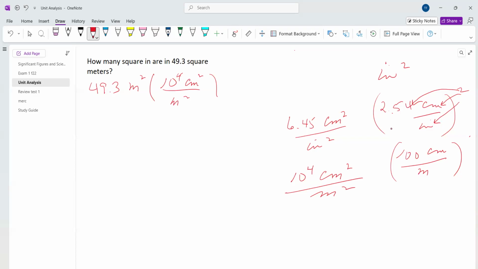Okay, all right, now we've got square centimeters. Now let's go to square inches. So we need to cancel a centimeter squared. That goes on the bottom.